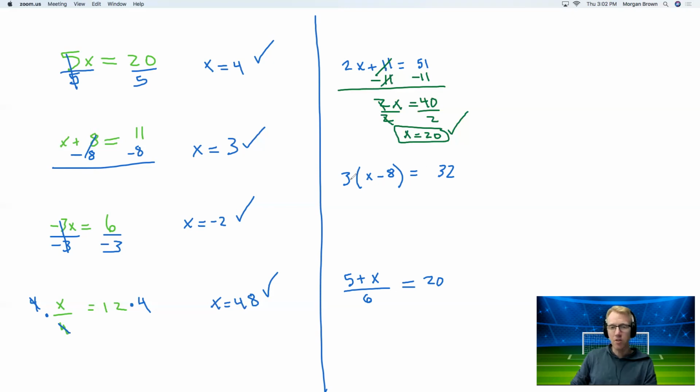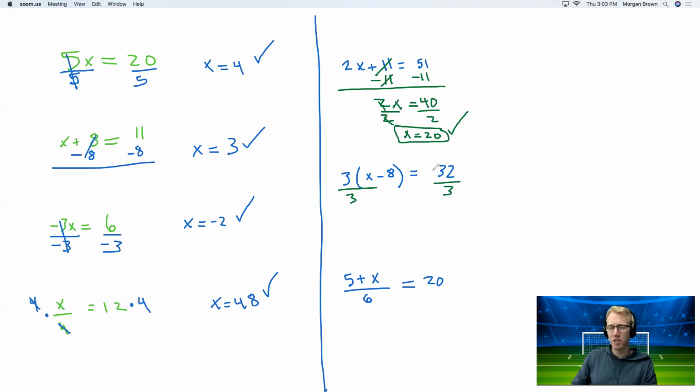Here we go. We got a 3 outside of parentheses. Option 1, distribute the 3 in to get started. Option 2, check and say, hey, is this number divisible by 3? And unfortunately, it's not divisible by 3. It's going to give me some fractions. So, you can decide, what would you rather do?